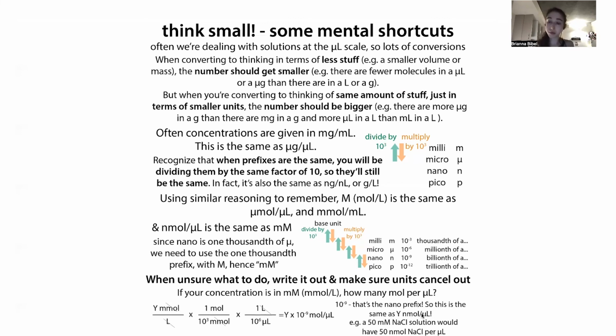This comes into play when we're resuspending nucleic acids, such as those primers you ordered. Often it tells you how many nanomoles there are, and then you resuspend that in nanomoles worth of microliters, which is the same as saying millimolar. So if you resuspend that oligo in that number of microliters, you're going to get a 1 millimolar solution. And say you have a 50 millimolar sodium chloride solution, well, then there's going to be 50 nanomoles of sodium chloride per microliter.